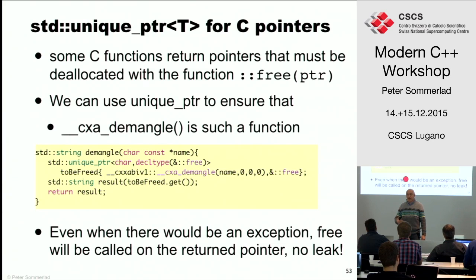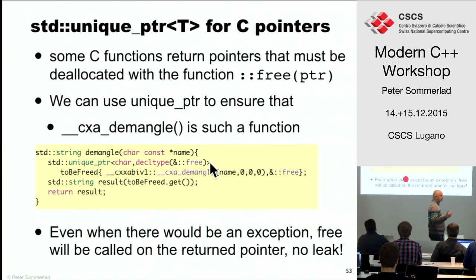The default behavior would be to call delete on the pointer given in the unique pointer, but this wouldn't work in that case. So we pass in the address of the free function, which is the opposite of malloc or calloc, and we pass in the result of that cxa demangle function in the to-be-freed unique pointer. And returning such a unique pointer with such a specific behavior would require us to use that long, elaborate type as a return value, and that's not very convenient.